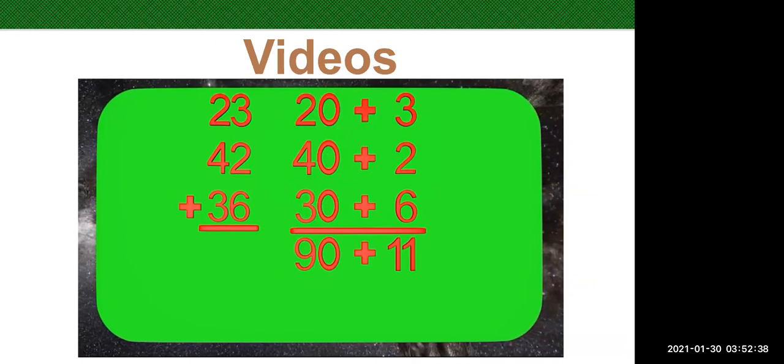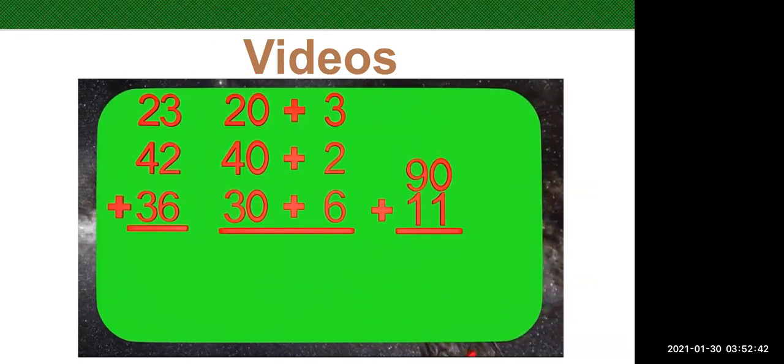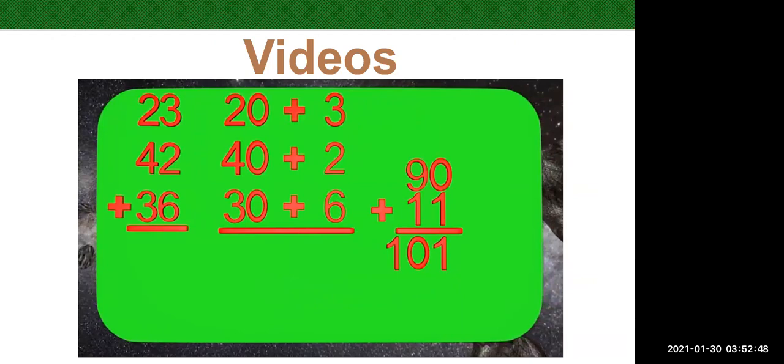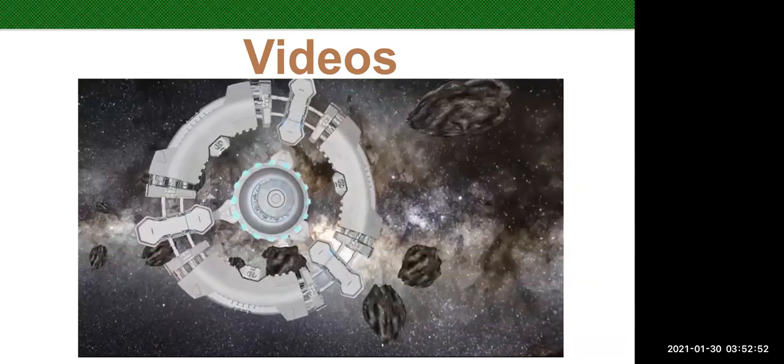Now we have to add 90 plus 11. 1 plus 0 is 1, and 9 plus 1 is 10. So the answer is 101. They have 101 stickers in all. Awesome job, guys!